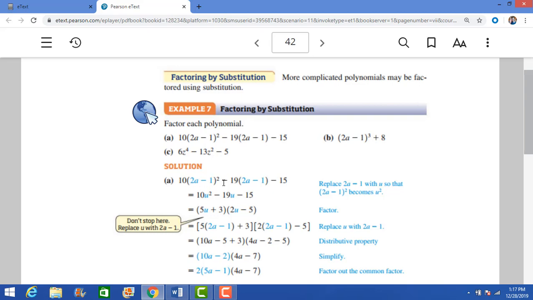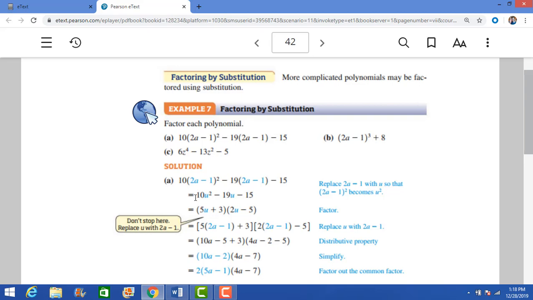So what we do is we take this here and we substitute in for u. So instead of 2a minus 1, we're going to replace that with u. So we get 10u squared minus 19u minus 15. Okay? Now, can this new polynomial be factored? And the answer is yes, it can. Okay? It factors into these two factors.